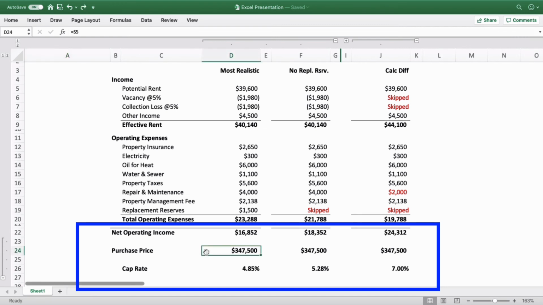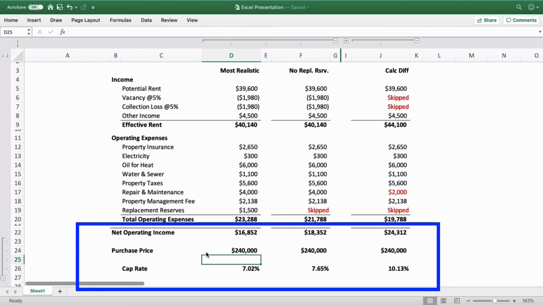Now let's change this so that the most realistic scenario gets you a 7 cap. Prepare to be scared crapless. We're going to take $347,000 down to $240,000. And check out how those numbers change. You went from $347,000 to $240,000, and that gets you a 7 cap on the most realistic scenario. That's more than $100,000, folks.